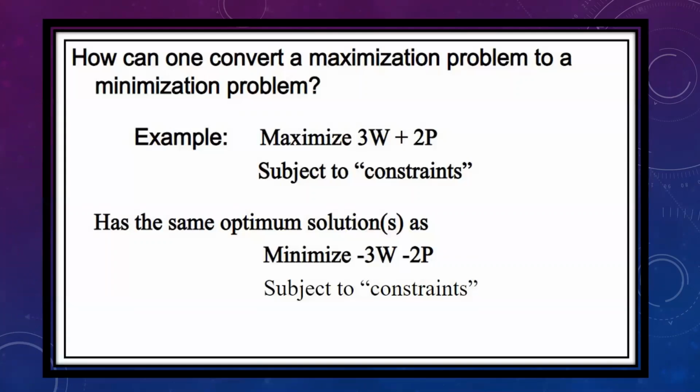See here, the example is maximize 3w plus 2p. So we have to convert the maximization problem into minimization. Just change the sign. Or even if you want to convert a minimization problem into maximization, just change the sign. By changing the sign, you can convert maximization into minimization and minimization into maximization.